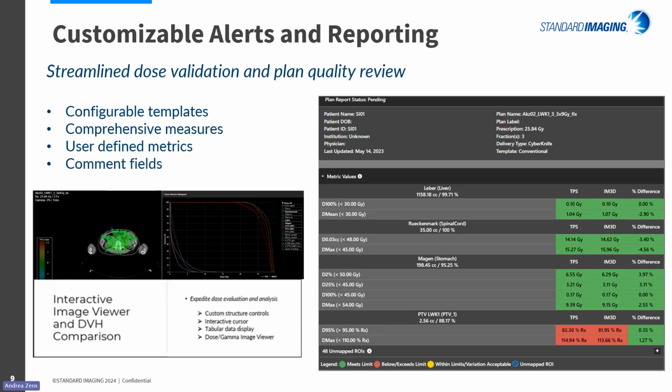So really, to summarize, plan quality review can be fully customized with configurable templates, comprehensive measures, and user-defined metrics.